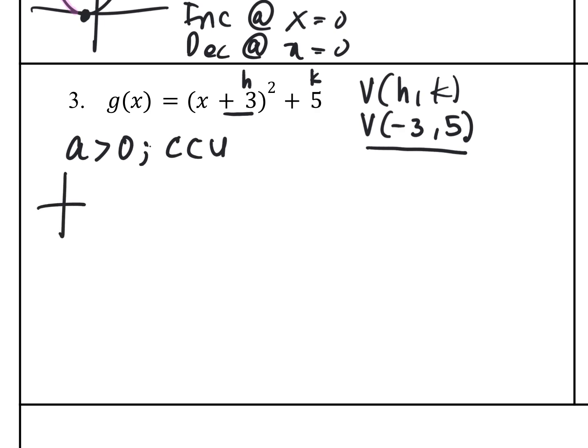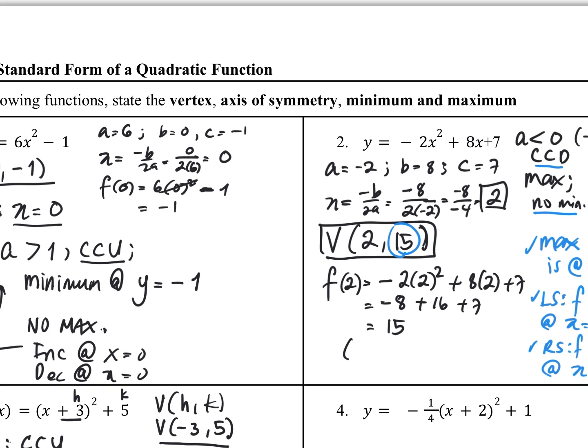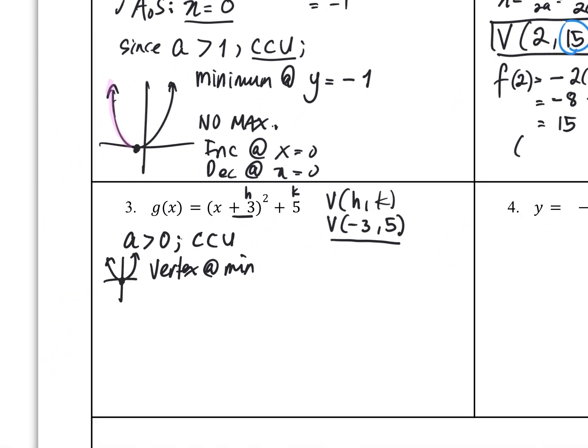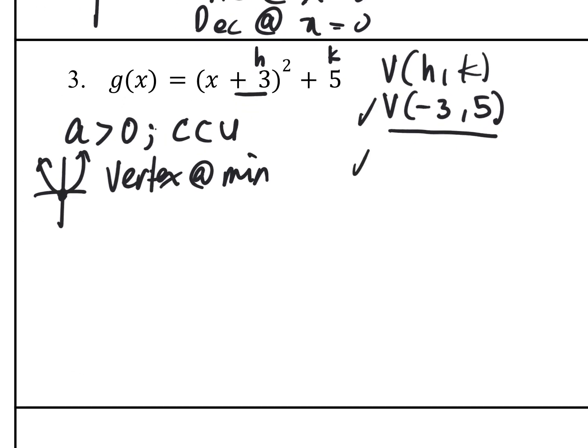So it's just going to be doing this way. So my vertex is now at minimum. Vertex at minimum. Okay, so let's see. The instruction is vertex, axis of symmetry. So we already found the vertex. The vertex is this one. The axis of symmetry, AOS, is located at x is equal to negative 3.